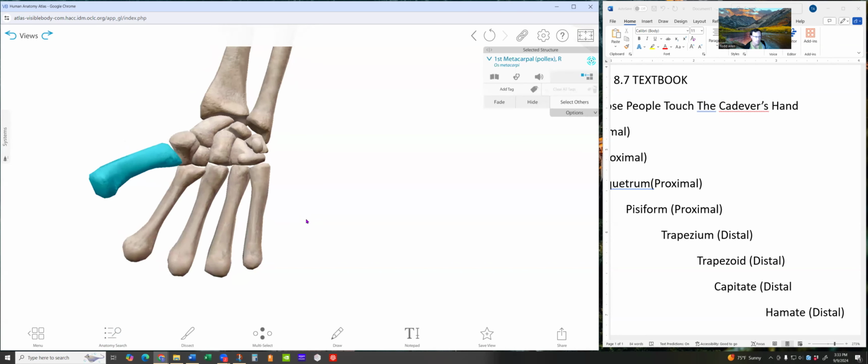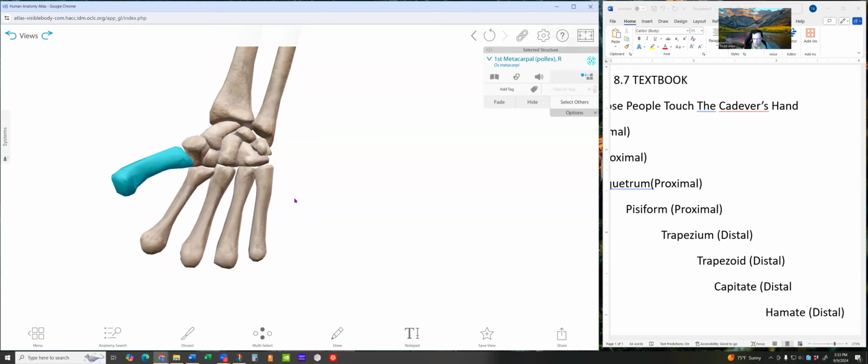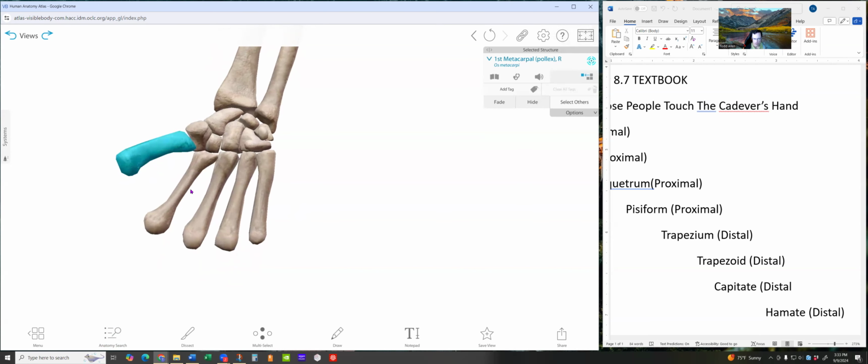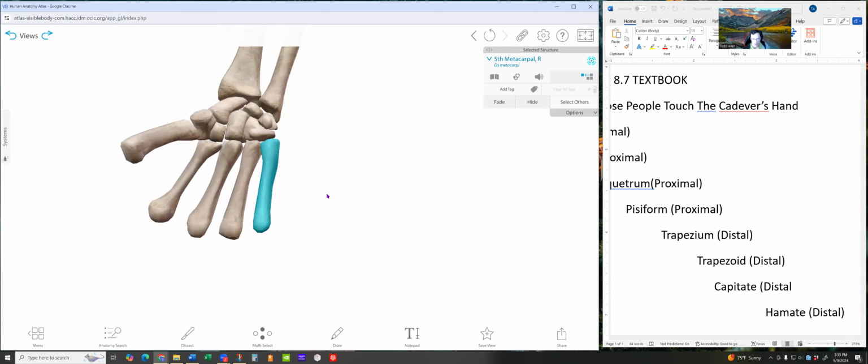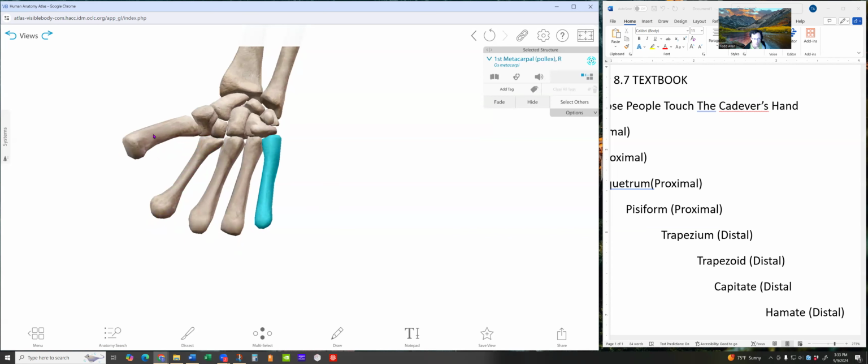All right. So we have the first metacarpal on the thumb side, and then we just go around towards the midline of the body, right? So we have the second metacarpal, third metacarpal, fourth metacarpal, fifth metacarpal on the pinky side when you're looking at the skeleton in anatomical position. Okay? Thumb, 1 metacarpal, 2 metacarpal, 3 metacarpal, 4 metacarpal, 5 metacarpal. Okay.